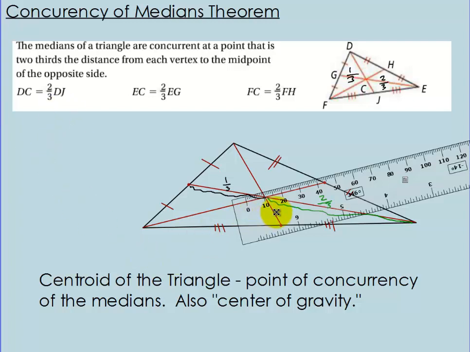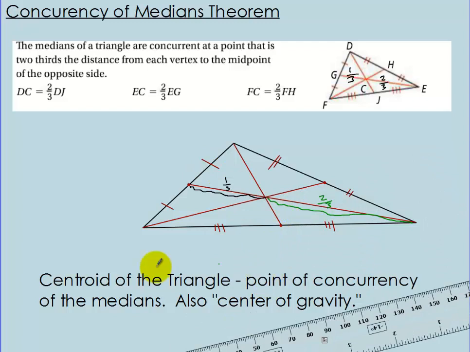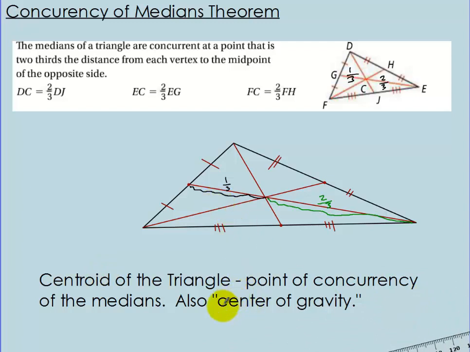All right, another part of this triangle. The point where they all intersect is called the centroid. It's a point of concurrency. The neat thing about this is that it's actually the center of gravity of the triangle.